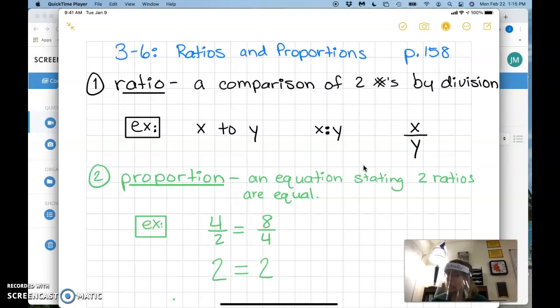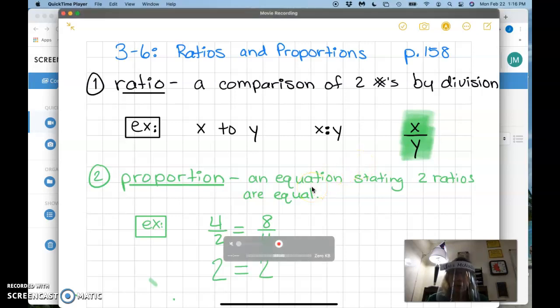It will be written with words, which is the first one, x to y. It'll be written with a colon in the middle, x:y, kind of like we write time, but you still read it the same way, x to y. And it can also be written as a fraction, x over y, which is also read the same way, x to y, because you're comparing x to y. And this fraction is going to be the most common way that you'll see ratios written.